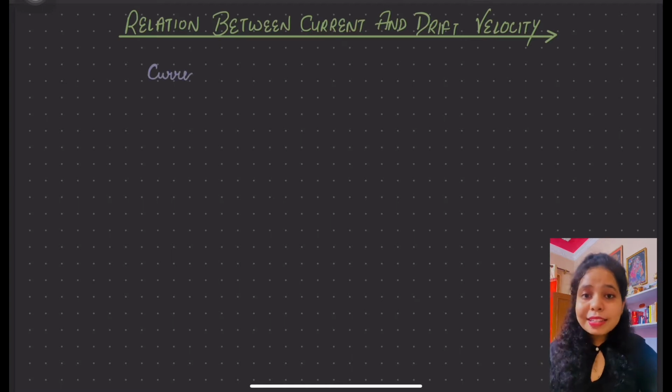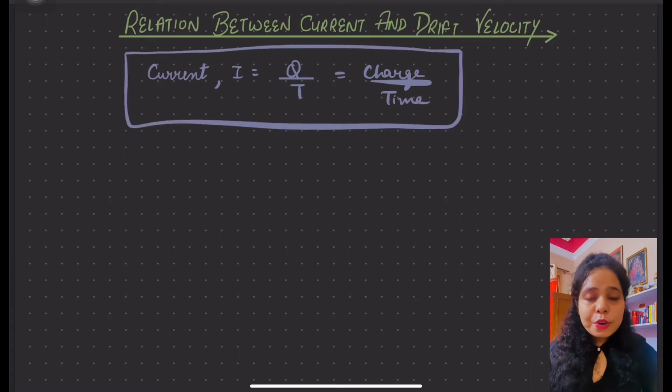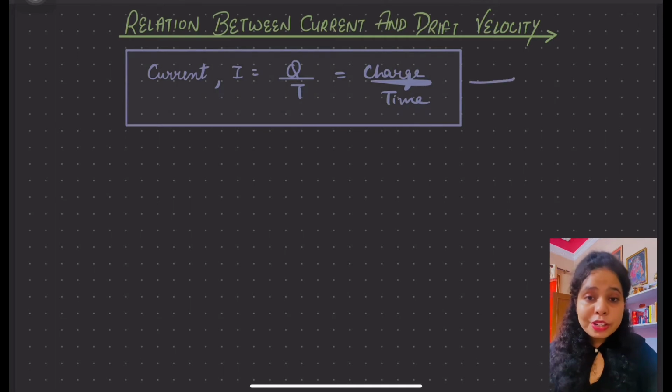We know that current is defined as rate of flow of charge, that is I is equal to Q upon T, where Q is representing the total charge which will flow through the metallic conductor divided by the time, that is the time in which this charge will flow through the metallic conductor. So this is our equation number 1, which is the core equation which will help us to develop the relation between current and drift velocity.